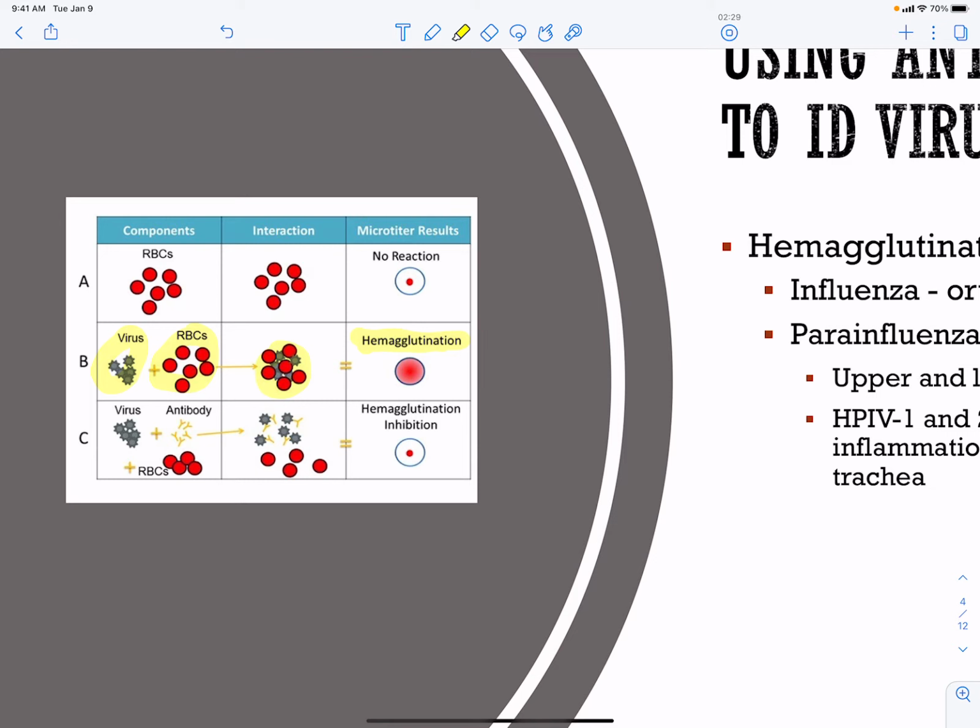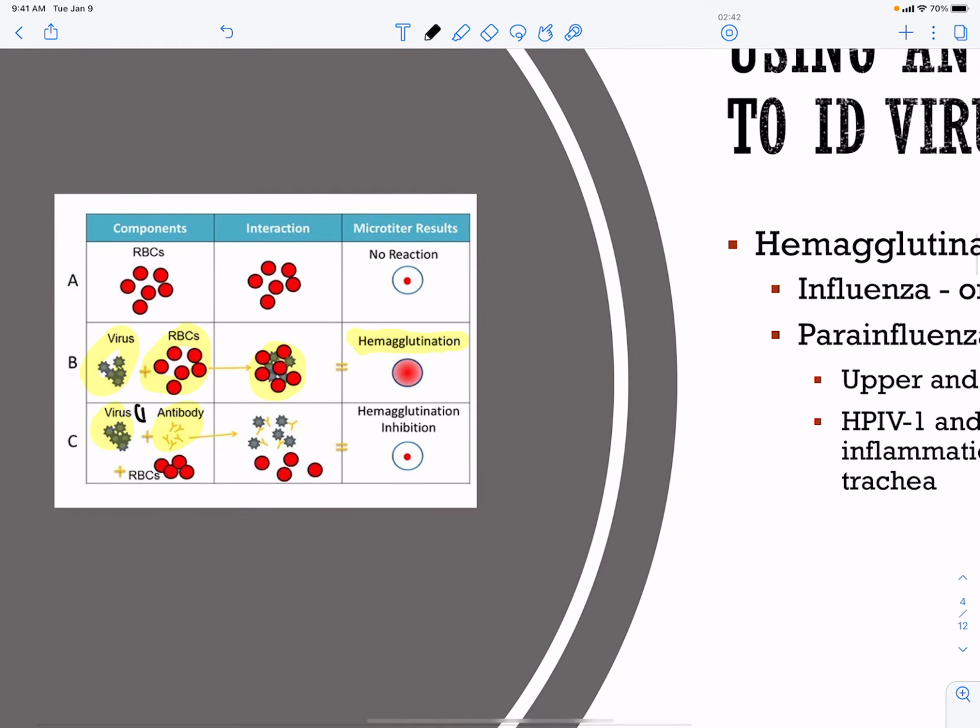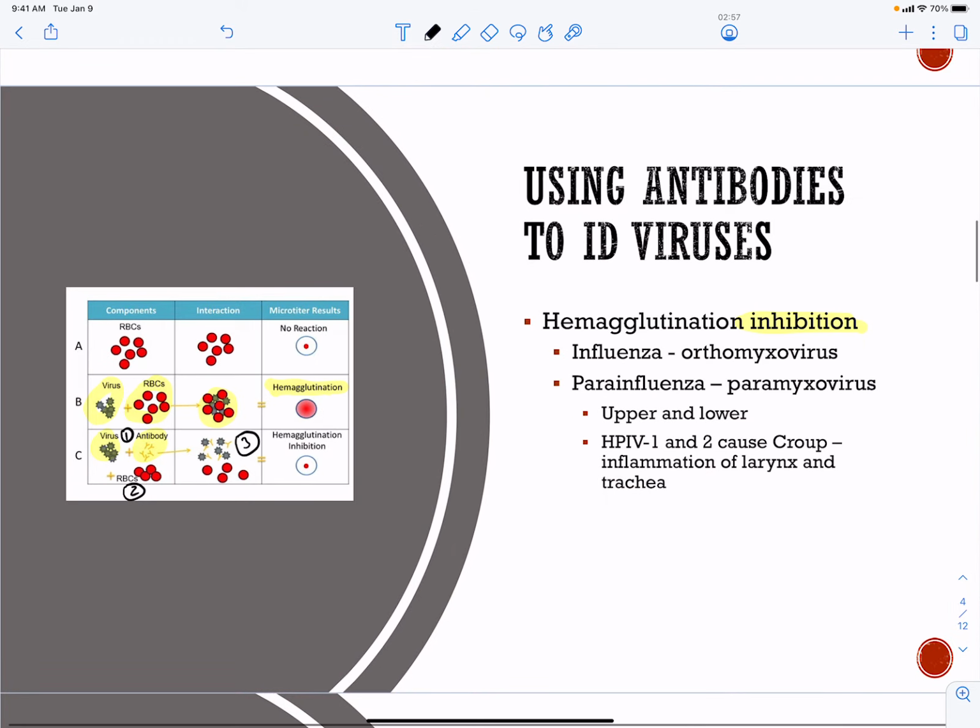Now, if you add the virus and then a person's serum antibodies, and you let the antibodies interact with the virus first, this would be 1, and then you add your red blood cells, 2, and then this will be the readout, 3. You don't see agglutination because the antibodies are preventing the virus from interacting with the red blood cells. So that's the hemagglutination inhibition test. Again, the viruses that this will help to detect are things like influenza and parainfluenza virus.